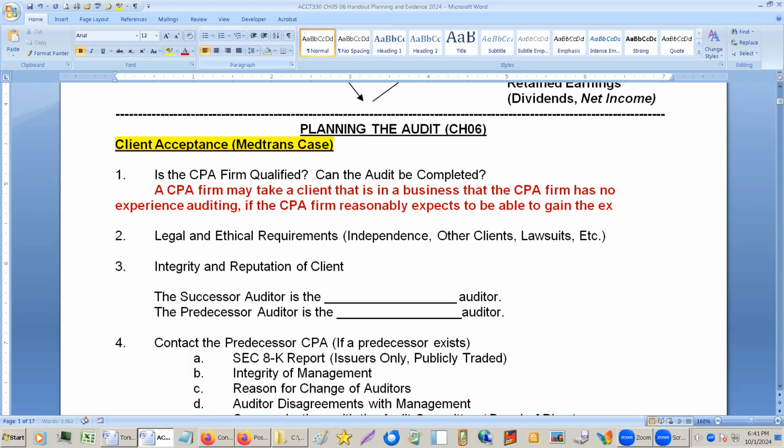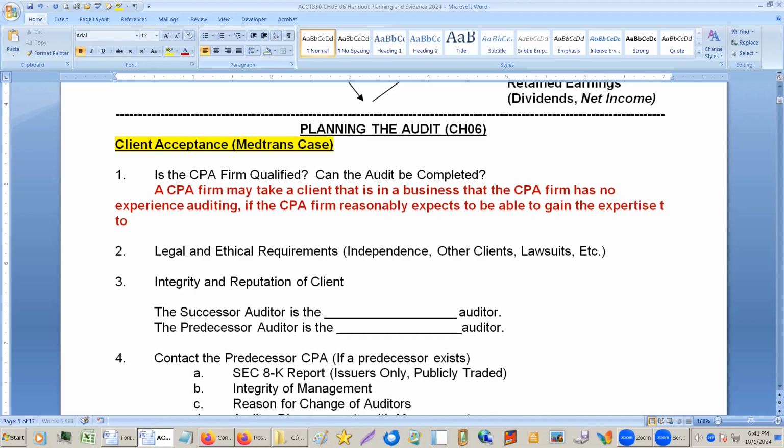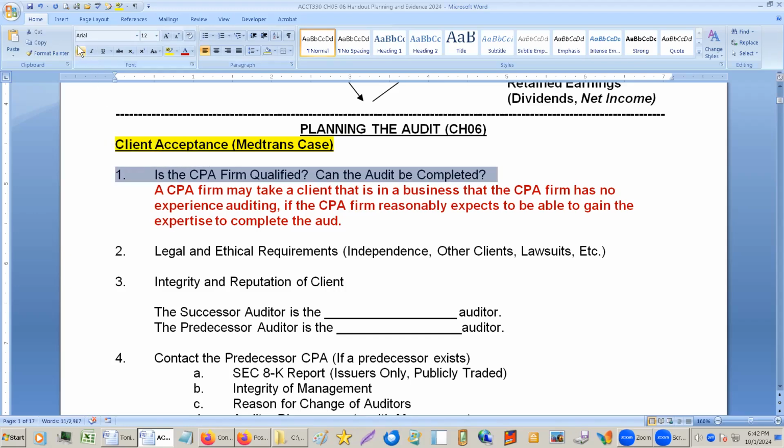You gain the expertise. Audit. Okay, so let's say that there's a flower shop that needs an audit. They've grown, and their bank says, "Hey, you're big enough now. We need to get an audit."